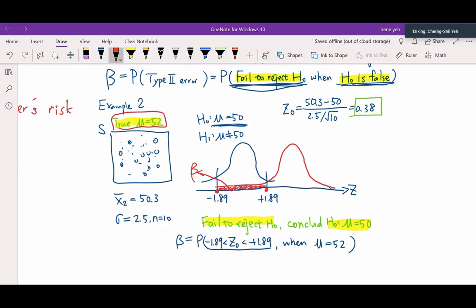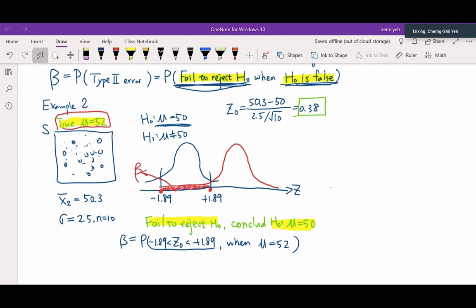Okay, so in order to derive those values in the new distribution, I have to convert this plus minus 1.89 into the actual value. The plus minus 1.89 is my z-value. Z-value is standardized based on a population mean of 50. Now I need to convert it back to the actual value and then standardize it again based on the red population mean, 52. Okay, here's the complicated part, but let's convert it back.